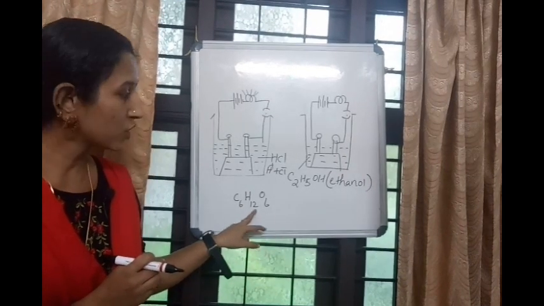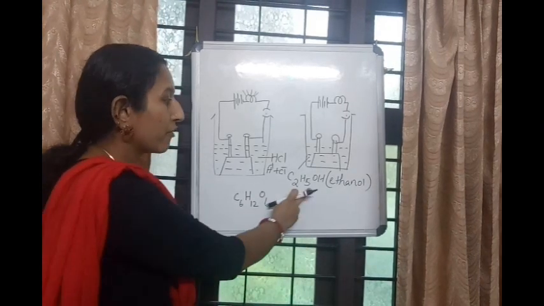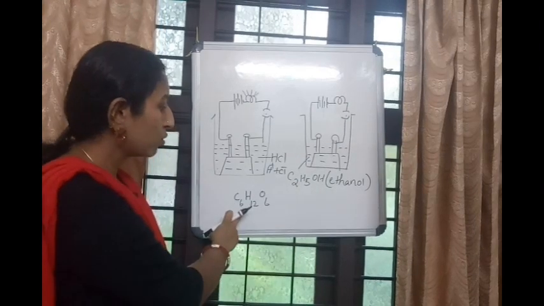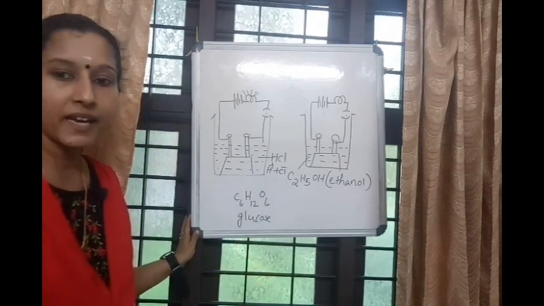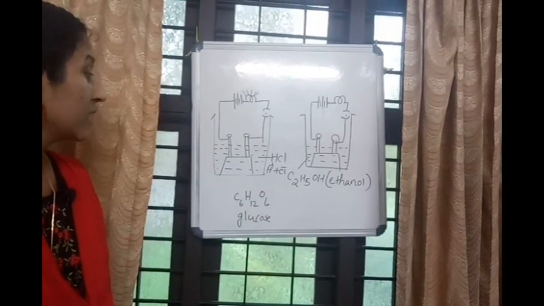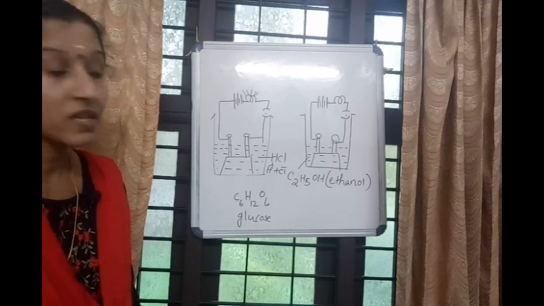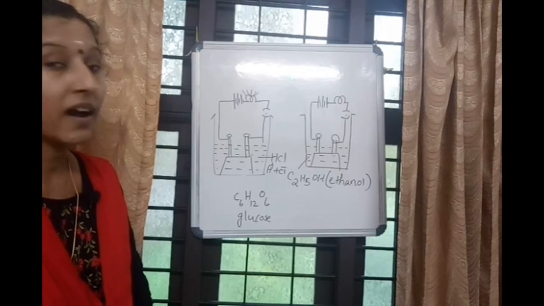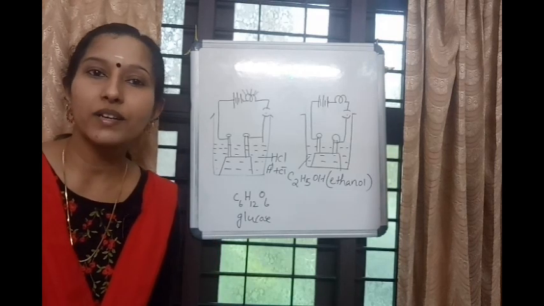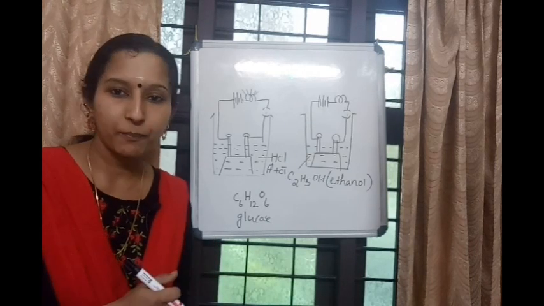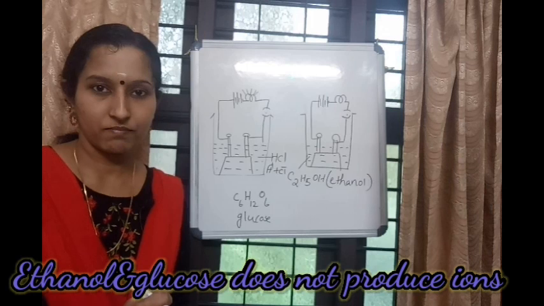C6H12O6 glucose, these two compounds contain hydrogen. See how many hydrogens are in ethanol? Ethanol has 5 plus 1, 6 hydrogens, and this is glucose. Glucose contains 6 carbon, 6 oxygen and 12 hydrogen. So there are 12 hydrogens in glucose and 6 hydrogens in ethanol. But they are not good conductors of electricity. Why? Ethanol and glucose do not produce ions.